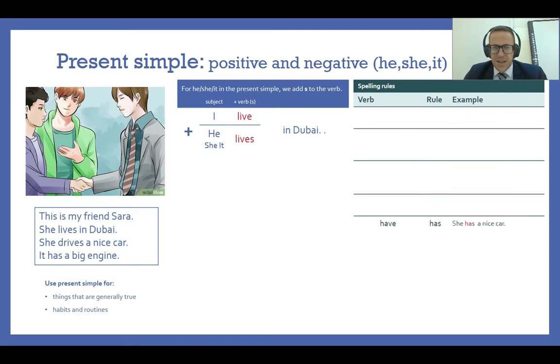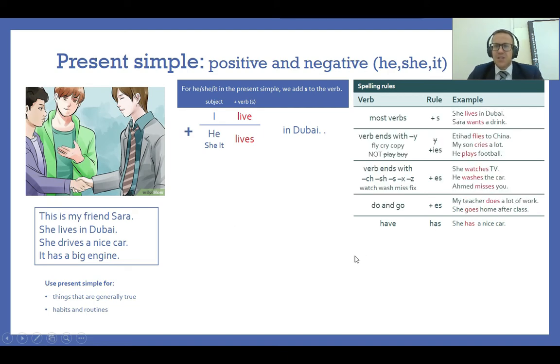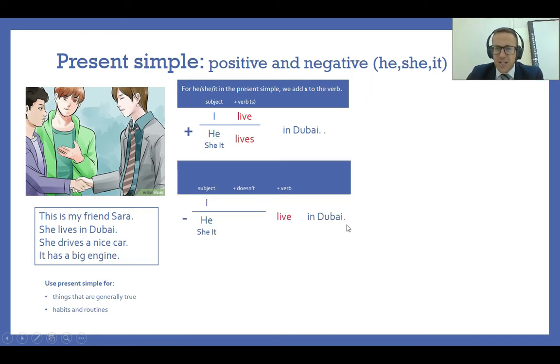And then the example that I put in for Sarah's car, have becomes has. It's not haves, it's she has a nice car. It has a big engine. So for the third person of have, it's has. Okay, so these are all the spelling rules. You have to try and get used to them as you're writing in English.